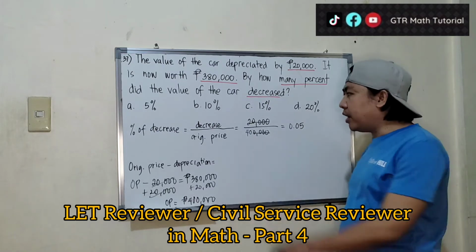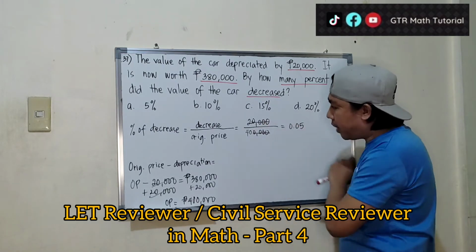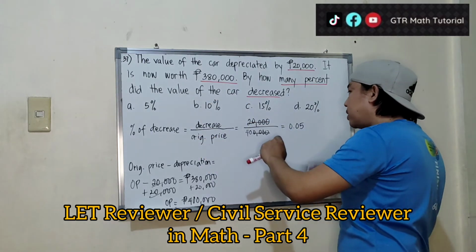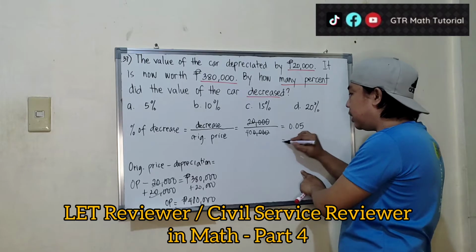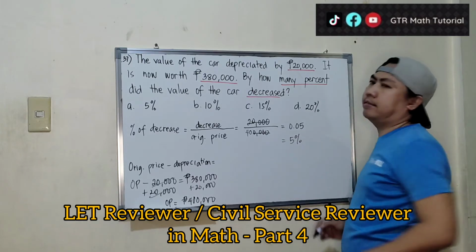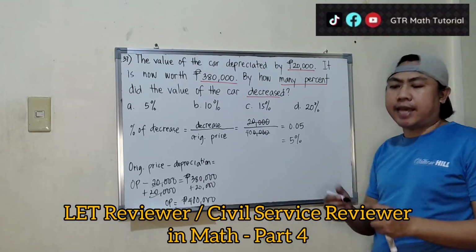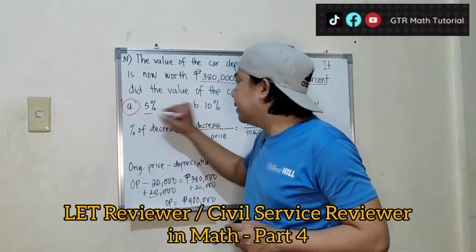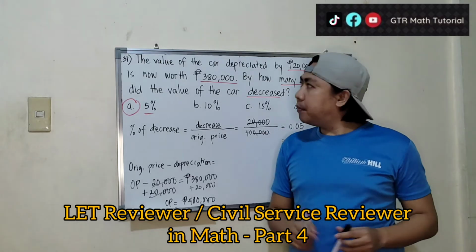Pwede kayo mag-calculator. Shortcut ko na lang. 2 divided by 40 and 1 over 20, that is 0.05. Then, convert to percent. 0.05 in percent is equal to 5%. So, the correct answer is letter A. Okay, next example, 38.